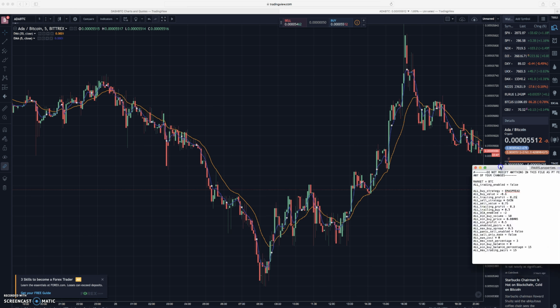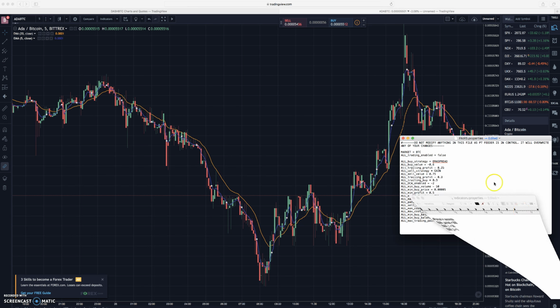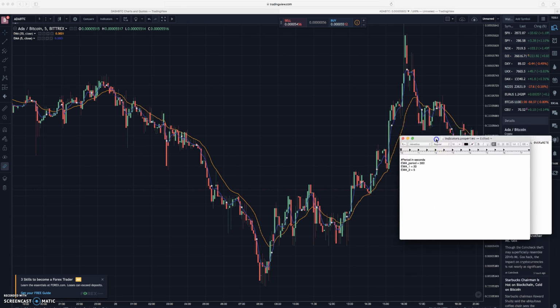is, where did my thing go? There it is. Okay, so we're going to bring this up. This is your indicators.properties file in Profit Trailer in your trading folder. Now, this is my buying strategy. I'm using EMA spread. So the EMA_period is in seconds. So this is equal to a 5-minute candlestick, right? Which is what we're using up here. That's basically what it's telling you.